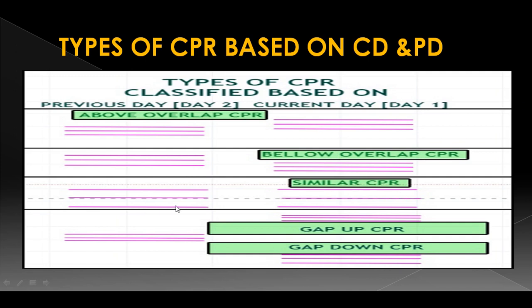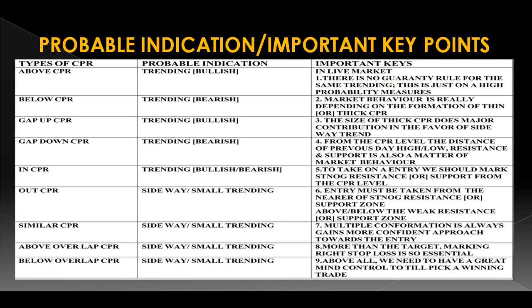All the three CPR levels matching in the same line is called similar CPR, and current day CPR having a gap up is called gap up CPR. Current day CPR having gap down compared to previous CPR is called gap down CPR. These are all the nine different varieties of CPR based on the current day and the previous day. Now we'll see what is the probable indication if those kinds of CPR get formed in the chart.